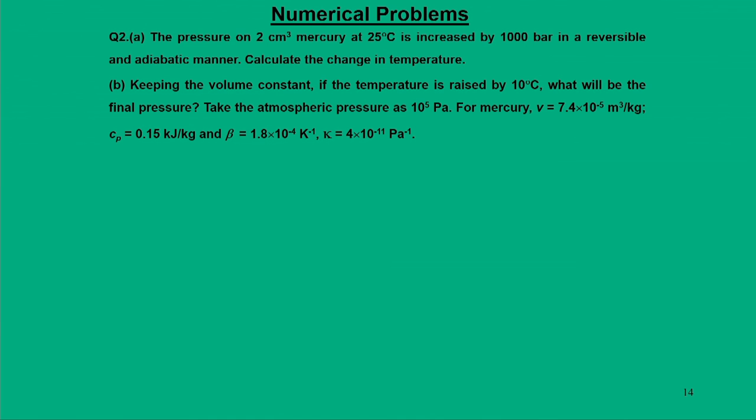And next problem is in relation with the first problem, but here the pressure is increased in a reversible and adiabatic manner. So, same mercury, we may have this mercury in a container and this container is insulated. So, Q is equal to 0, pressure goes to 1000 bar and its initial pressure P i is atmospheric, 10 to the 5 Pascal, and all other numbers are given: specific volume, Cp, beta and kappa. So, we want to find out the change in the temperature.